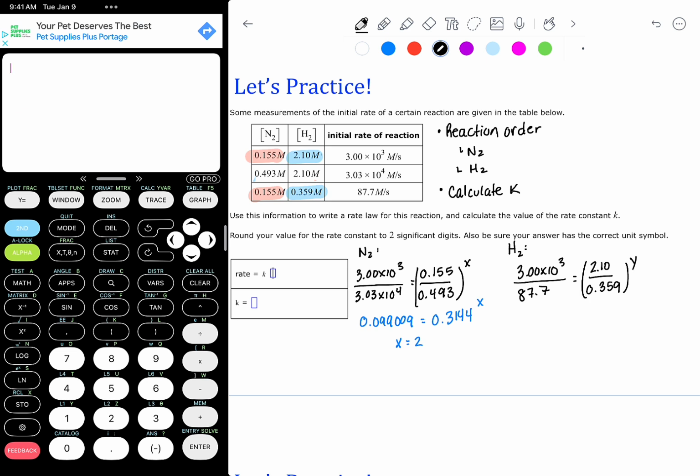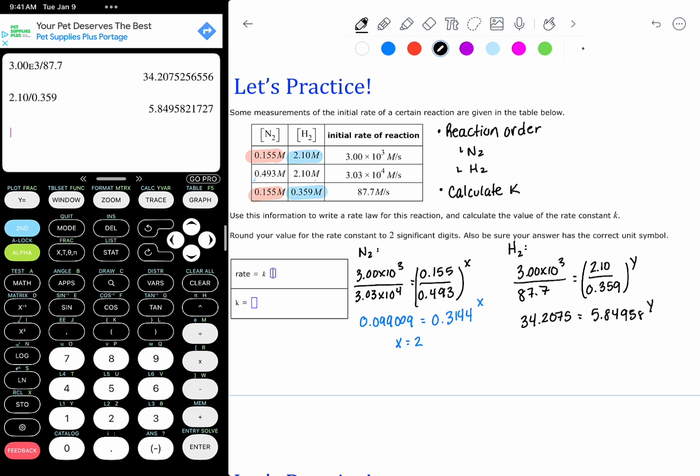So now we simplify 3.0 times 10 to the 3 divided by 87.7. We get 34.2075 is equal to 2.1 divided by 0.359. And we get 5.849, or 5.8, raised to the y.